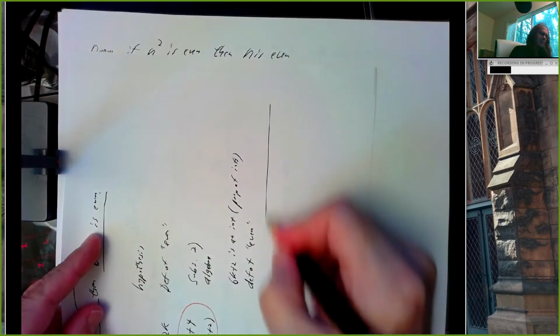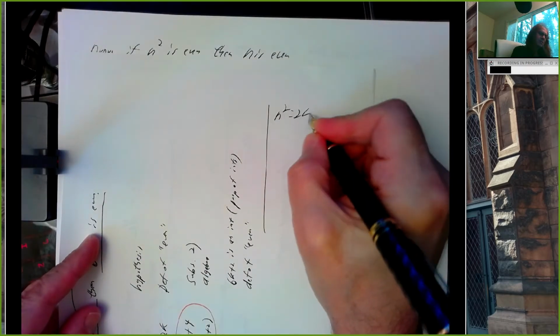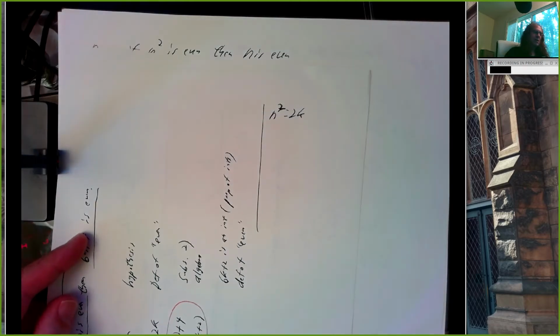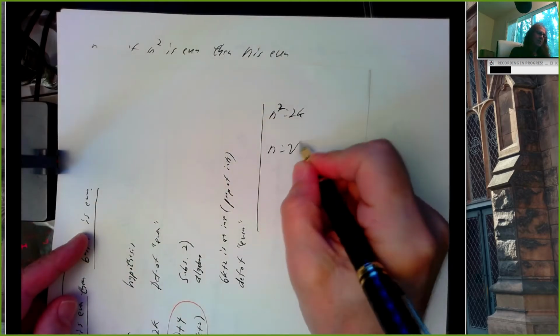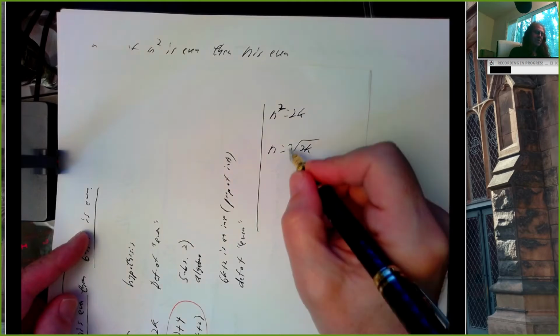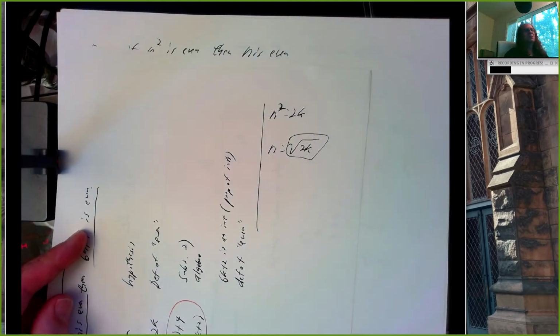If I say something like n squared equals 2 times k, it's not clear how to make a statement about n. I mean, other than n equals the square root of 2k, but how do we show that this is twice an integer?